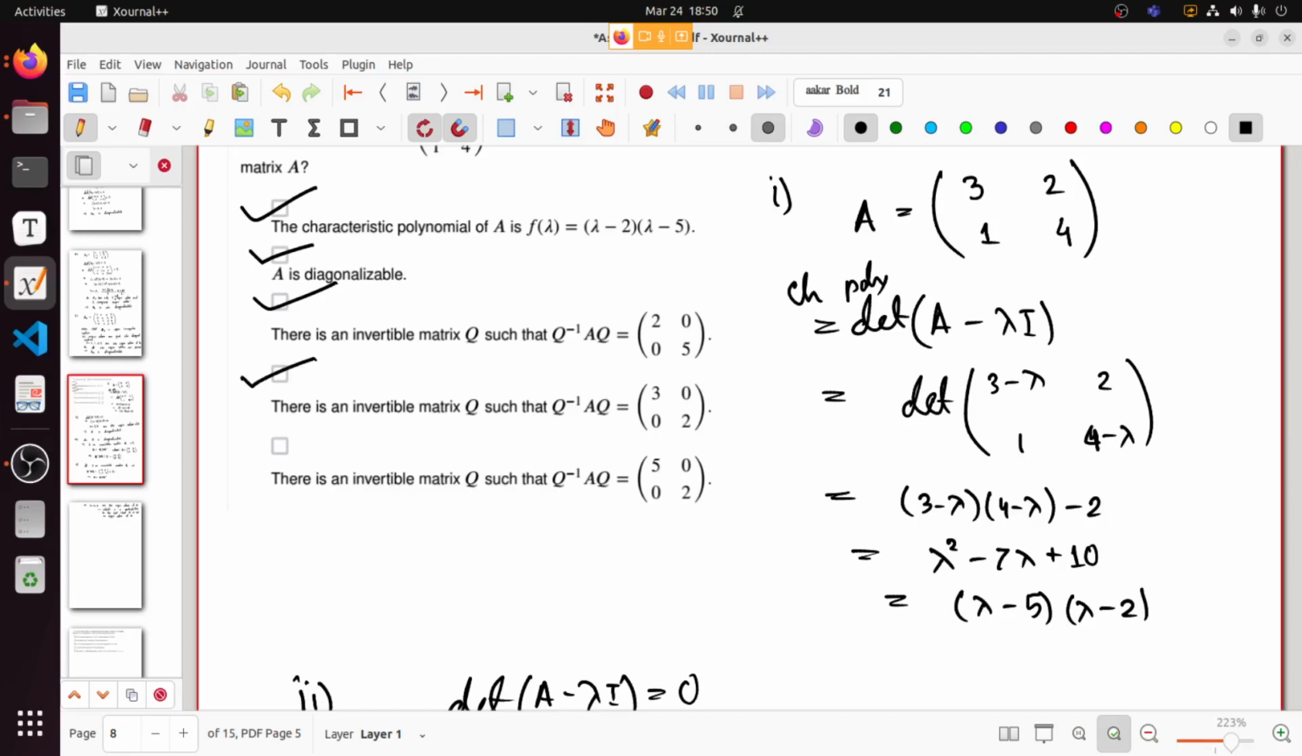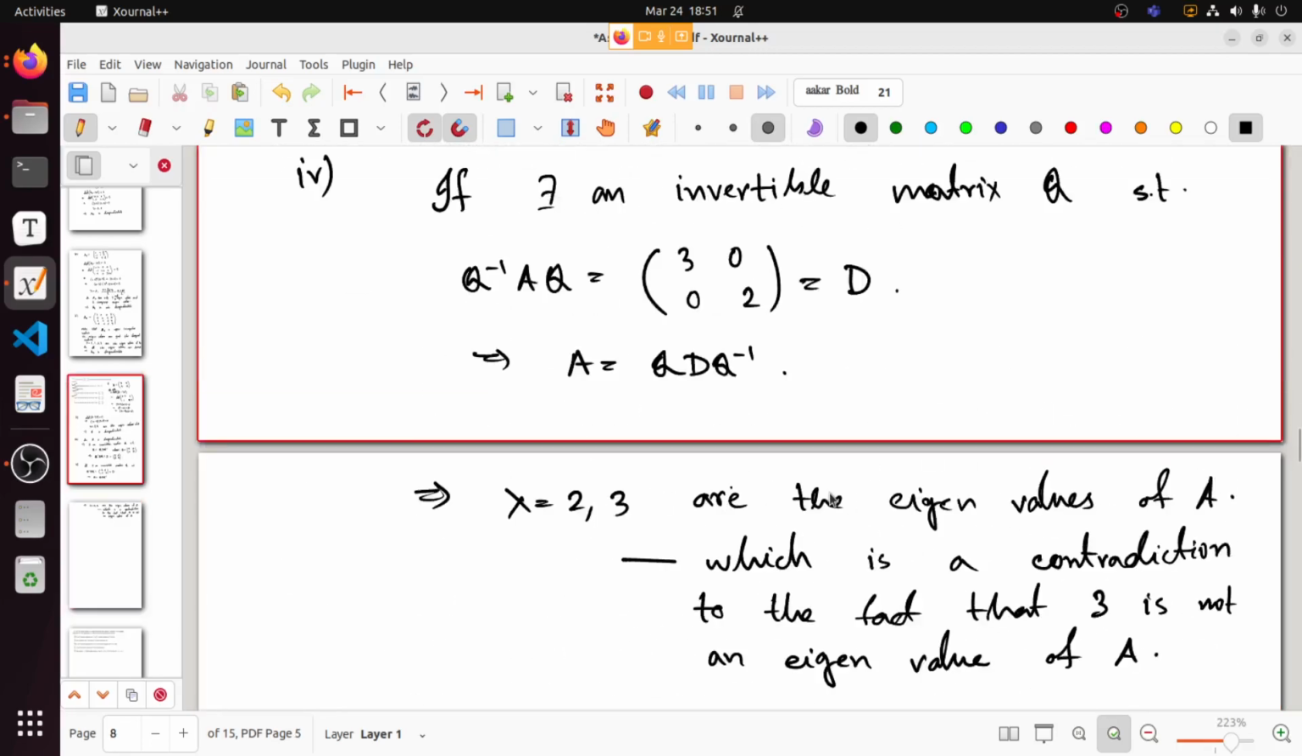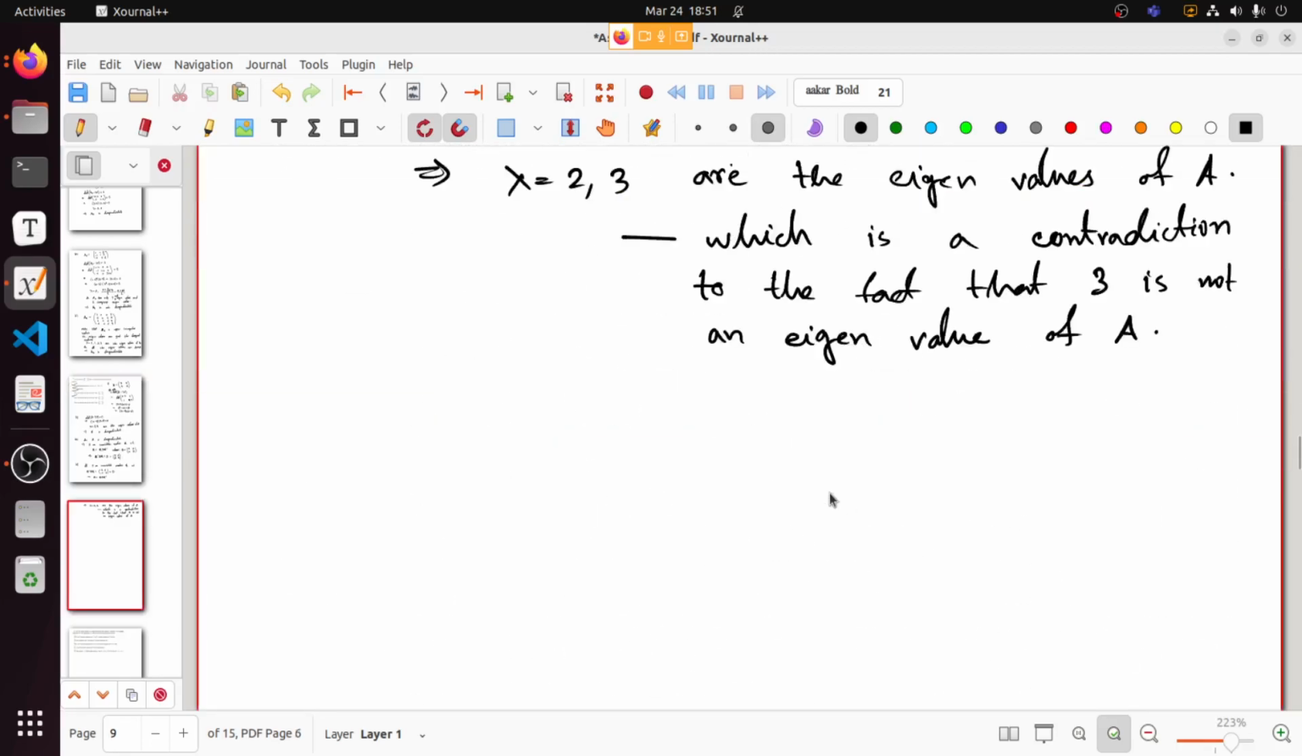Now what is option number 5? There is an invertible matrix Q such that Q inverse AQ is [[5, 0], [0, 2]]. So this has basically changed the entries: not 2, 0, 0, 5 but 5, 0, 0, 2. If you change the order of the basis, meaning if you take V2, V1 instead of V1, V2, the eigenvalues will flip. Q will remain invertible.